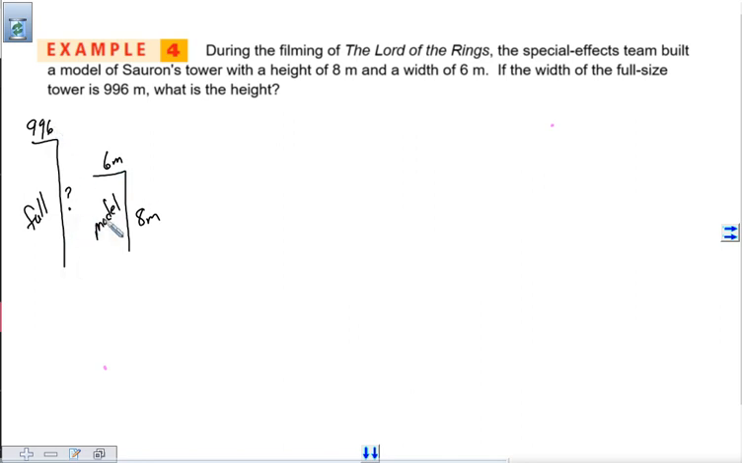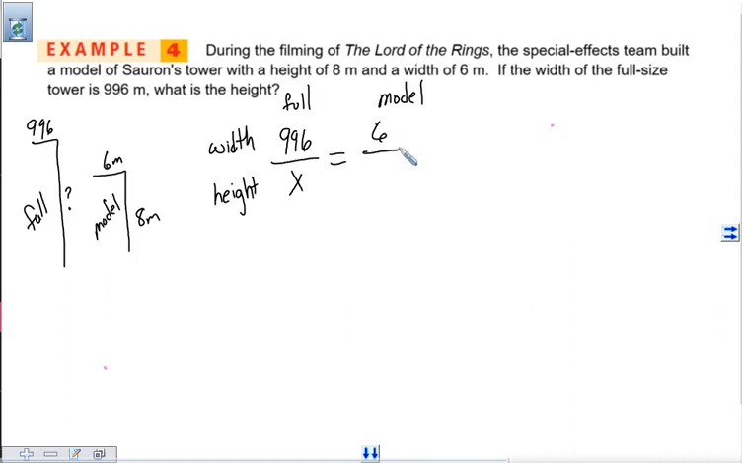Okay, so I'm going to set up our proportion just like we see here. 996 is our width over what we're looking for, our height, because it goes with the 996. Those are both the full-size measures. Then we started with our width over our height, and we have the full size on the left, which means we have the model on the right. So we need the model's width, which is 6, over the model's height, which is 8. And then we can cross multiply.